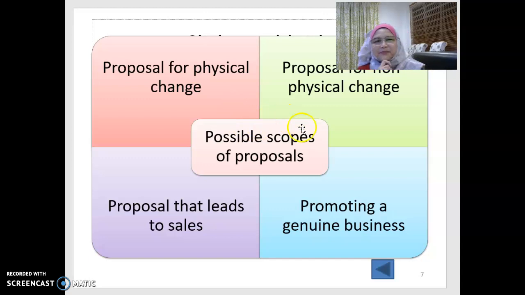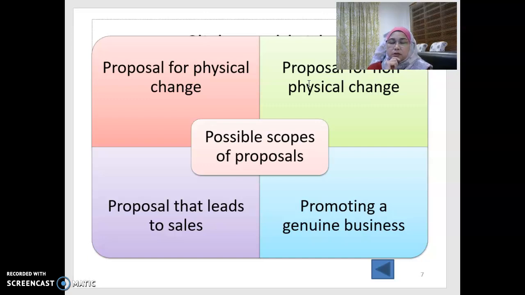Okay, get what I mean? So the next one is proposal for non-physical change. It is something that you can't really see, but you know that you need it to be there. Okay, it's not like a parking space. A parking space would be a physical change. So non-physical change is something that you can't see but you really need. What I can think of right now for most students would be non-physical change.